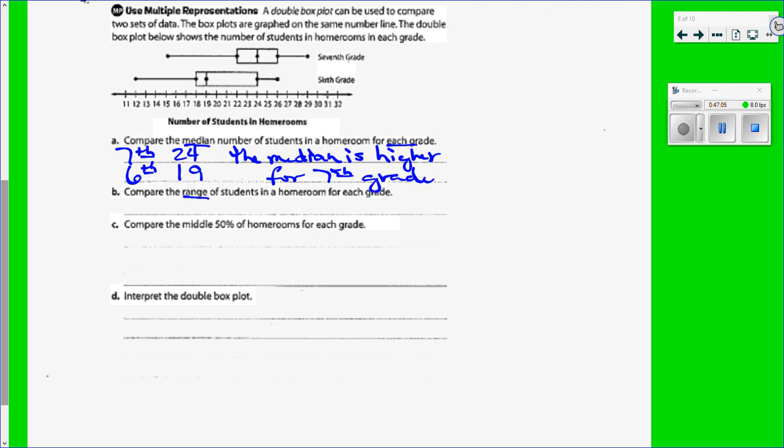Okay? What about the range of the students for each grade? What's the range for 7th grade? 14, because I go from 29 to 15. So 7th is 14. What is it for 6th grade? It's also 14, 26 to 12. So the range is the same.